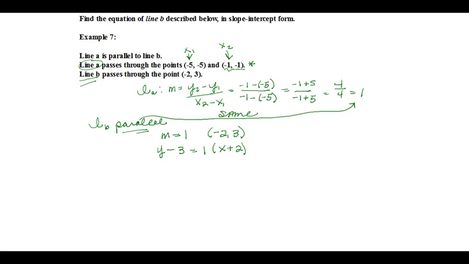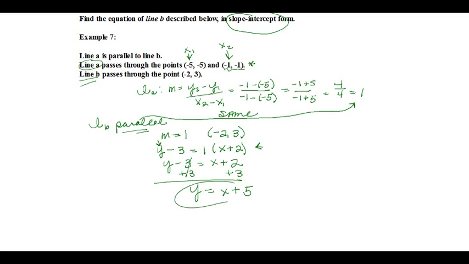Okay, remember this is our point slope form. If it asked for that, we could leave it there. However, we are required to do it in slope intercept form, so we need to solve for y. Okay, so I'm going to add 3 to both sides after I distribute. So we have y minus 3 equals, that just turns into x plus 2 when I multiply 1 times the quantity. And then adding 3 to both sides, I end up with y is equal to x plus 5, and that is our final answer.